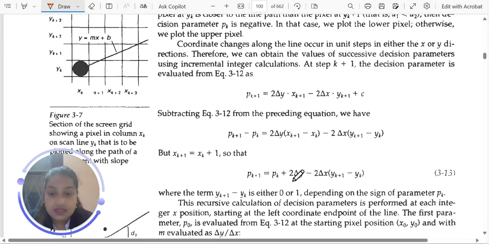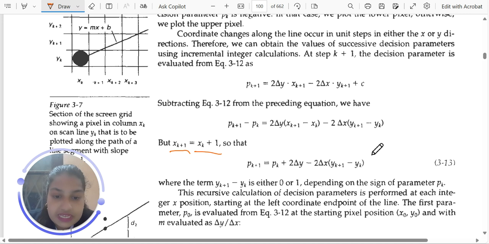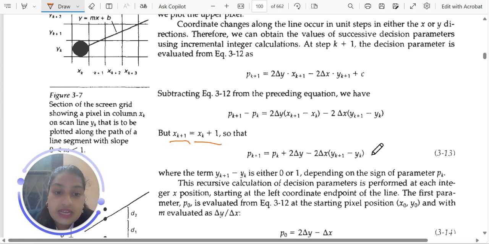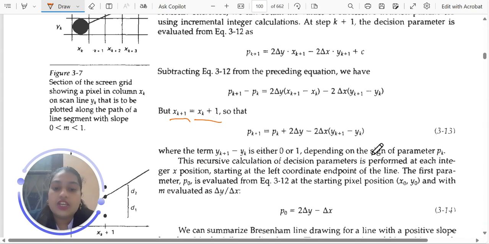Now here, xk+1, in subscript it is k+1, that is also xk + 1. So then we can write pk+1 = pk + 2Δy − 2Δx(yk+1 − yk). Now here the term yk+1 − yk can be either 0 or 1. So that will be depending on the decision parameter pk.